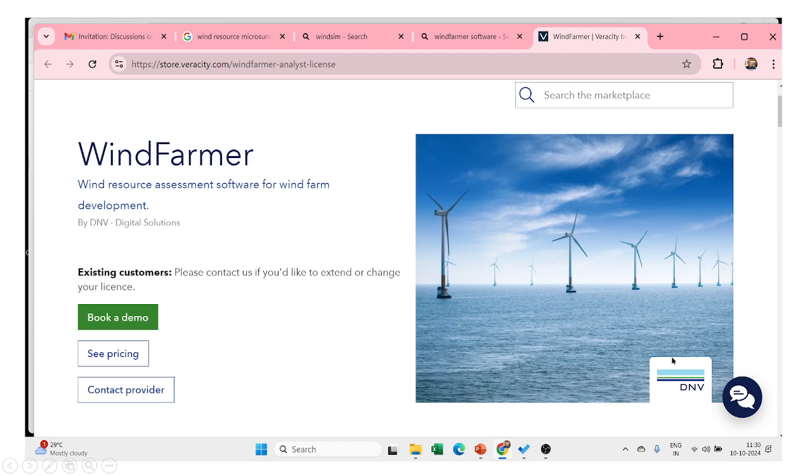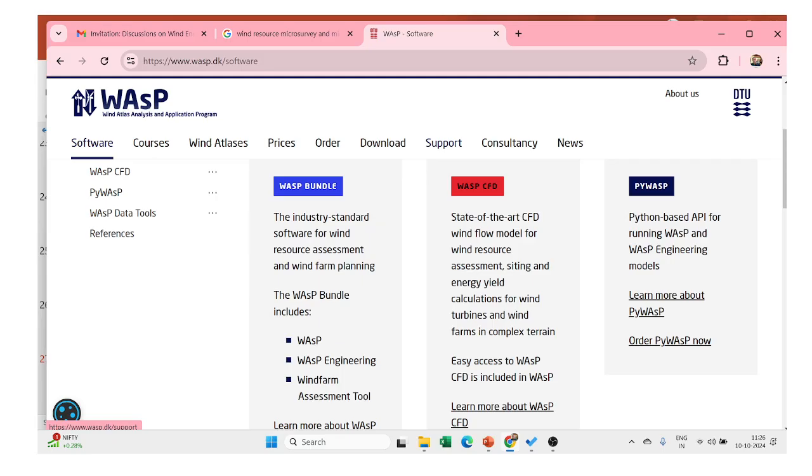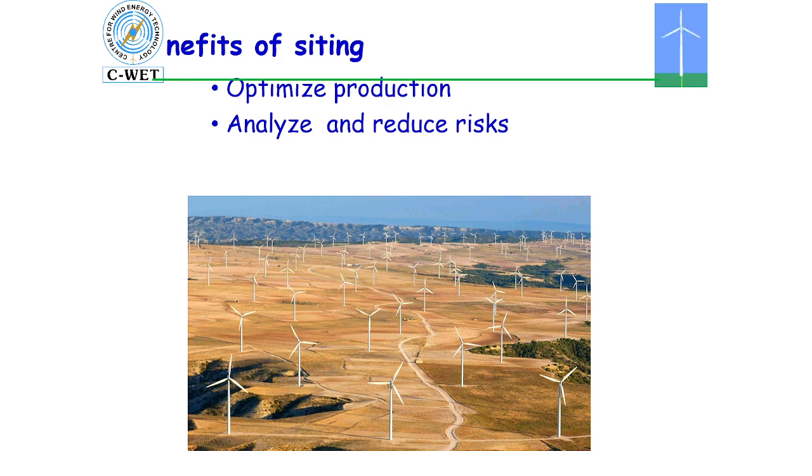So DNV has the full market of the wind farmer. WindFarmer is a wind resource software from this company. These three softwares will be able to give you licensed software. If you use them, you will be able to assess the feasibility of a wind farm in a greenfield project, or how to repower an existing wind farm.